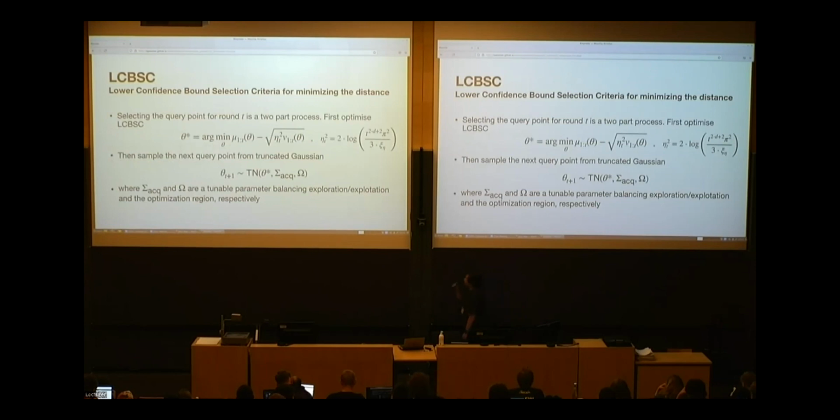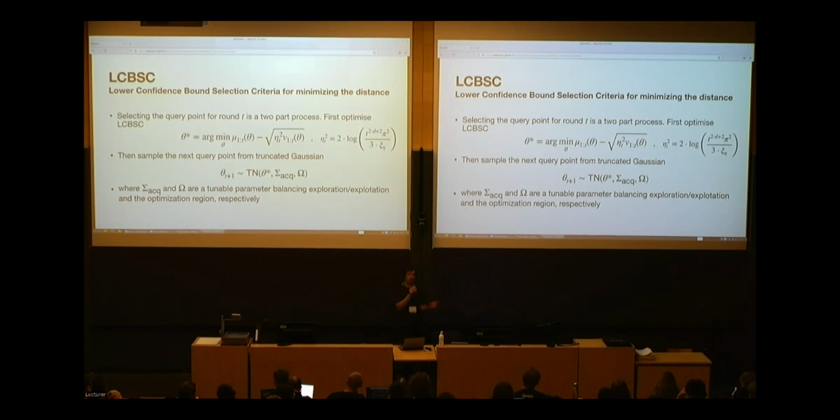So the lower confidence bound selecting criteria is a two-part process. First, we optimize the moments of the Gaussian process, basically. So try to find a point where that's most probably smallest. Then you take that point and perturb it with a truncated Gaussian, because you can have an optimization region. You have bounds for the parameter values.